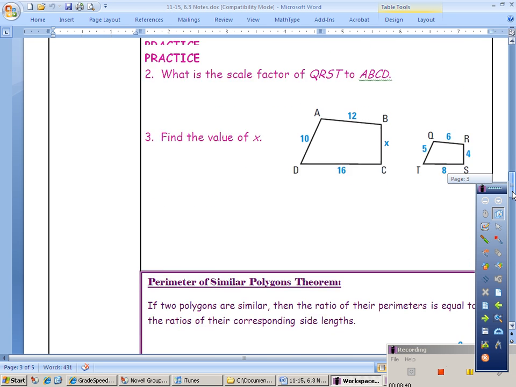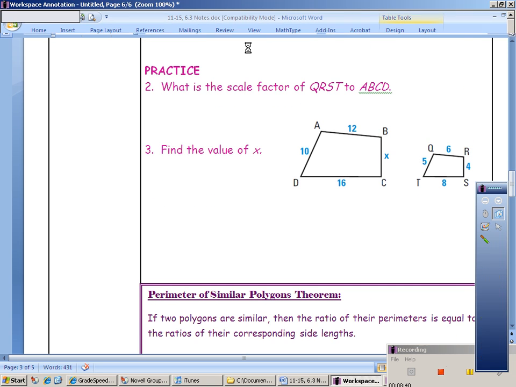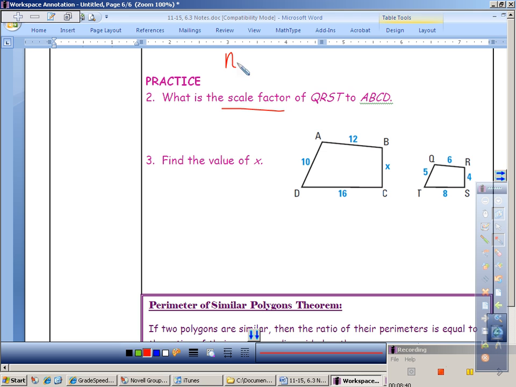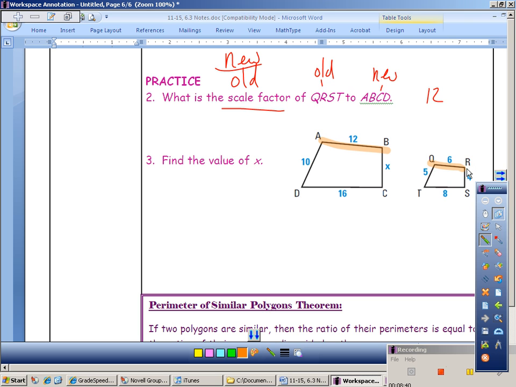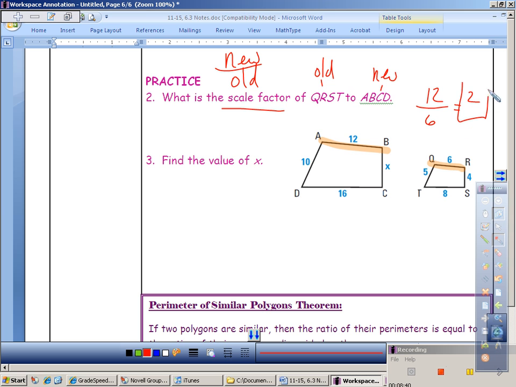So down below here, scale factor. Remember, the scale factor again is our new over old. So if it was QRST, if this is the old, and it became ABCD, then clearly it got larger. So I should see a scale factor greater than 1. And if I compare the corresponding sides correctly, I have 12. I'm going to compare just AB to QR over 6, which equals 2 over 1, or simply 2.